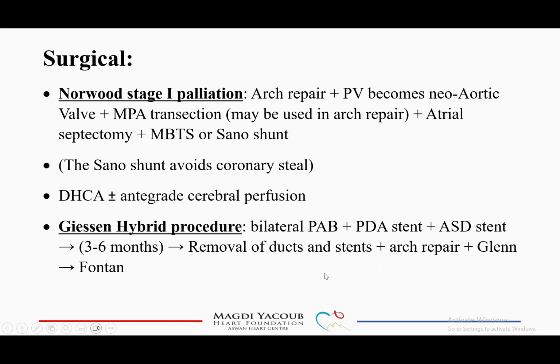Surgically, Norwood stage 1 palliation can be done, which is an arch repair. The pulmonary valve, which is large, becomes the new aorta. We will benefit from the large size of the pulmonary artery, so the pulmonary valve becomes the new aortic valve. The main pulmonary artery transection may be used to repair the arch and the ascending aorta, with atrial septectomy and an MBT shunt.